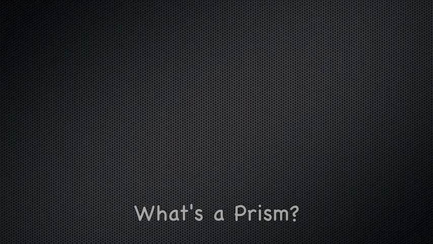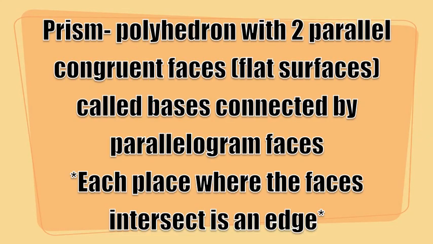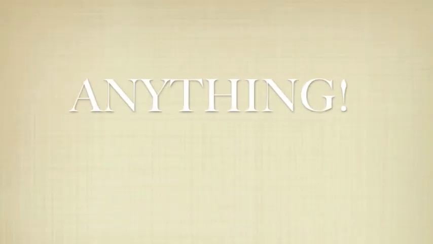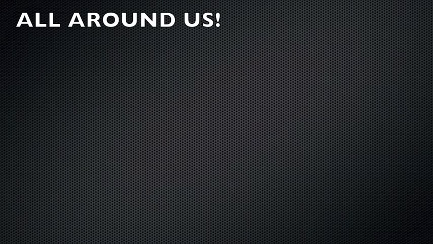What's a prism, you may ask? A prism is a polyhedron with two parallel congruent faces, flat surfaces, called bases, connected by parallelogram faces. You can apply prism theorems to anything. Anything? That's right, anything. Prisms are all around us. You can find prisms anywhere.